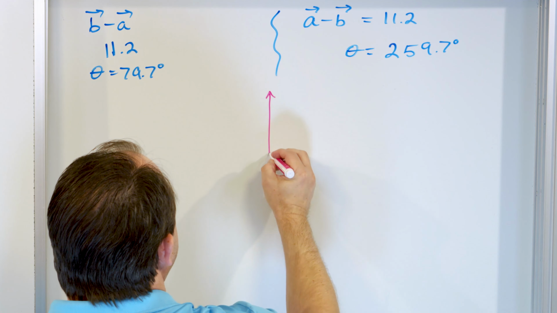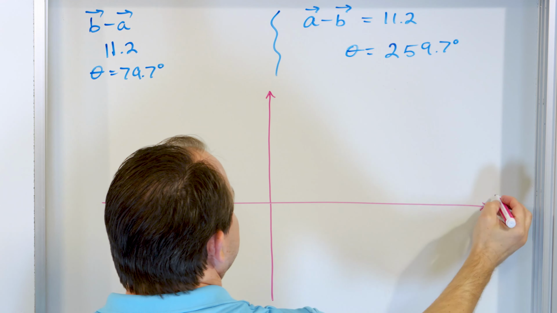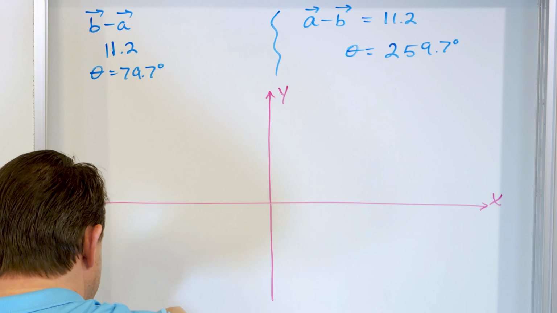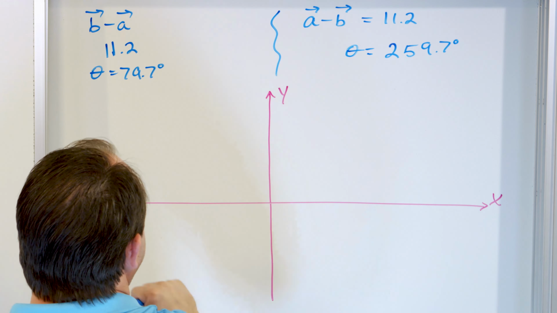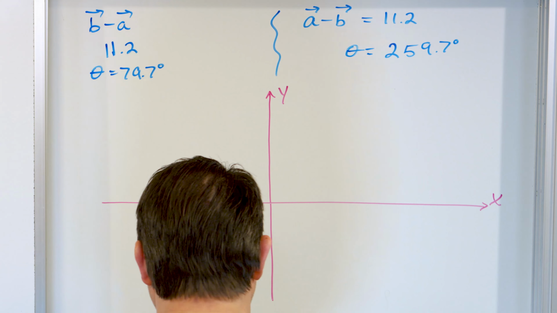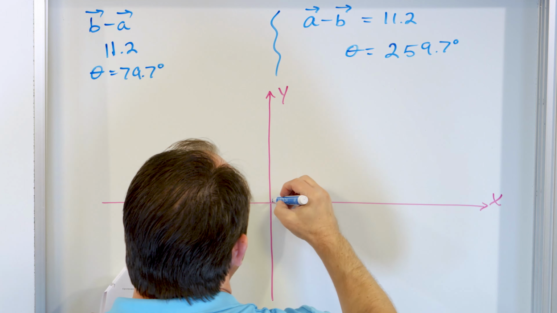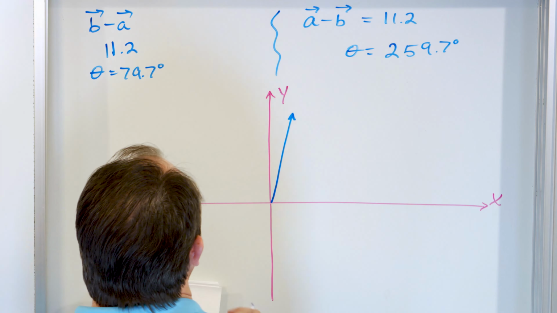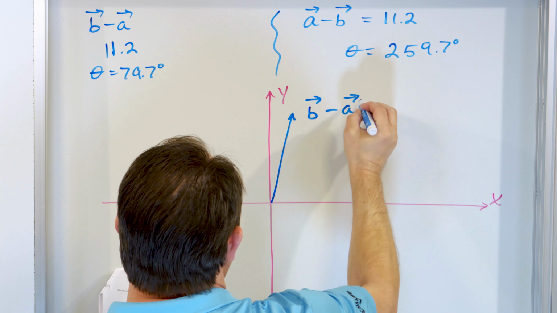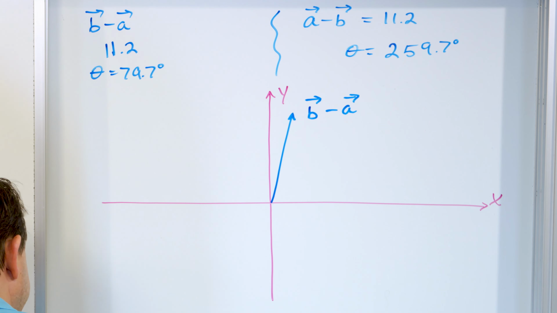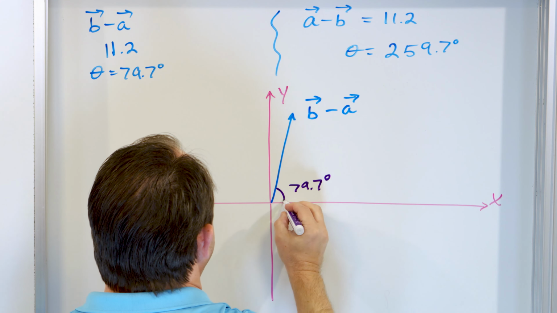All right, so let's go ahead and see what these two actually look like and try to get some kind of intuitive understanding of what it means to have subtraction of two vectors in a different order. For the first vector, B minus A, it's some magnitude, the same magnitude for both vectors. The angle is 79.7 degrees. So this is 90 degrees, this is 45, so about 80 degrees is somewhere like there. You don't have to be exact here. This is vector B minus vector A, and we'll label this 79.7 degrees.